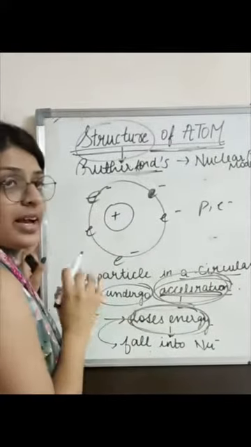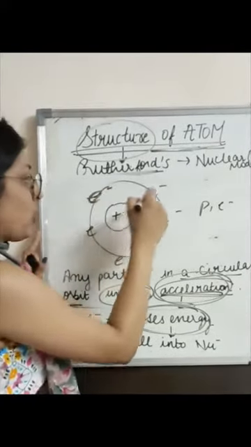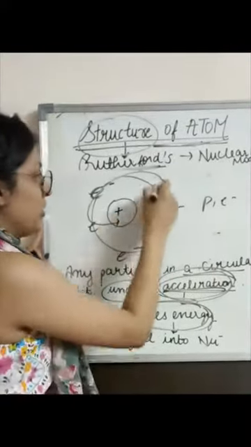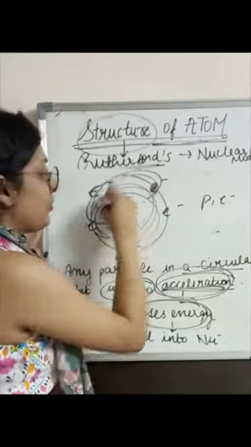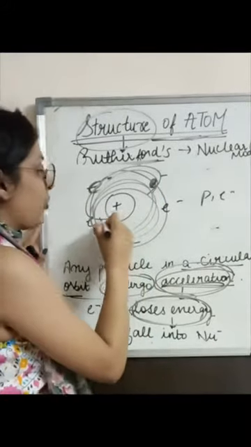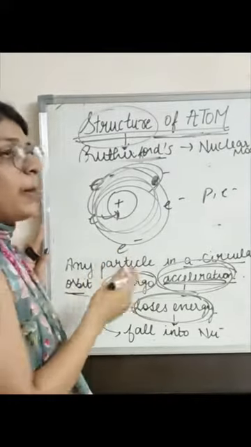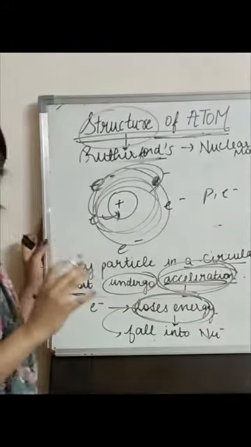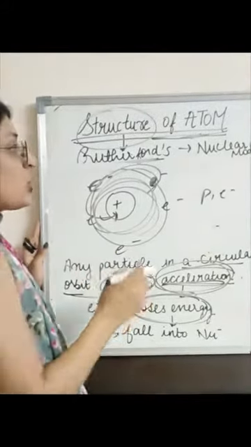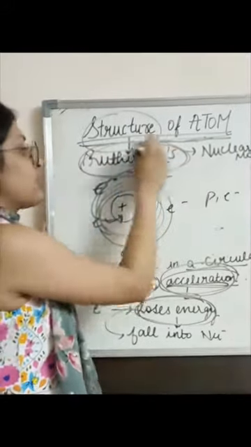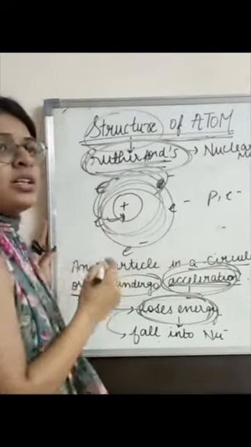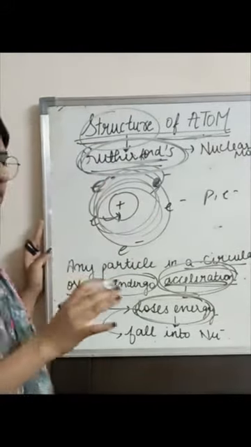A time will come when this revolving electron, losing energy, would fall into the nucleus. And thus the atom would become very unstable. But we know that atoms are very, very stable. So this was not explained by Rutherford, and hence his model was disregarded.